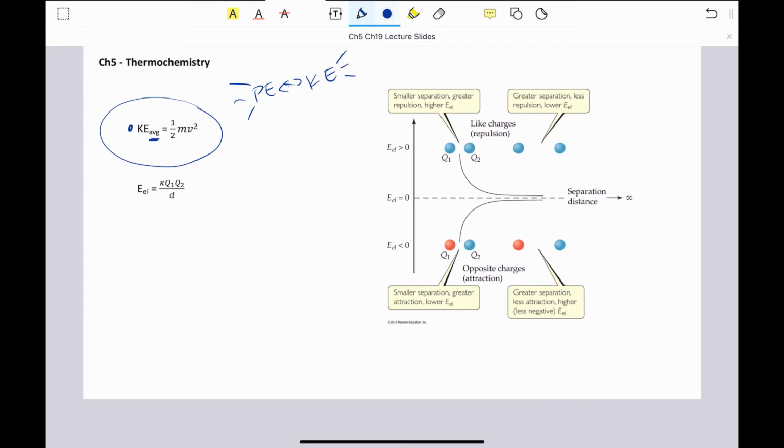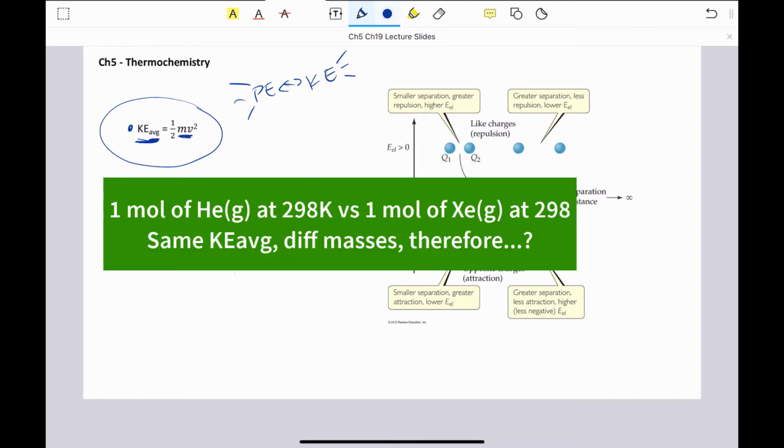Which does go back to some of the stuff we talked about last year, when we said that KE average is related to the kinetic energy, and it's related to temperature. If we have two batches of molecules at the same temperature, then we can maybe start to draw distinctions between their respective masses and velocities. Something to tuck away for when we get to that unit.